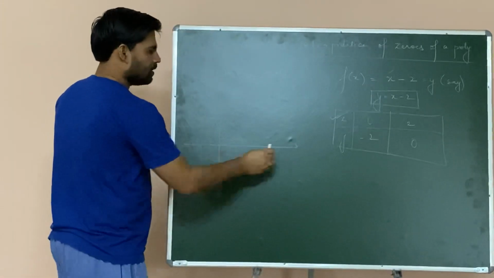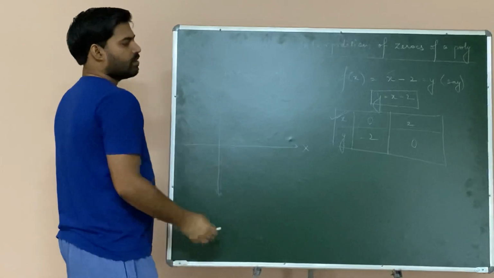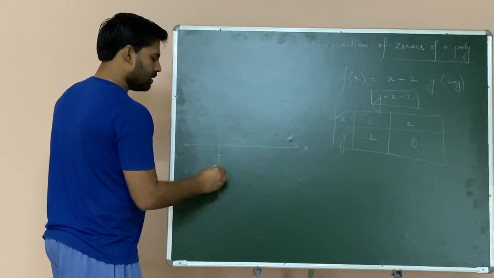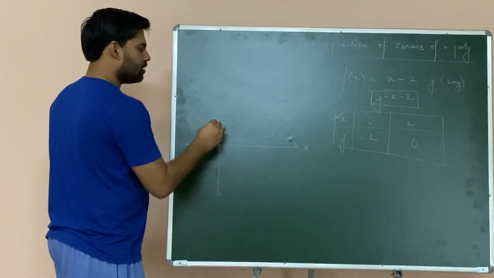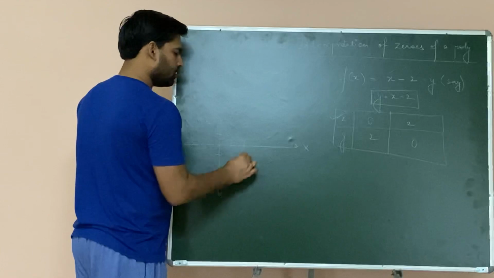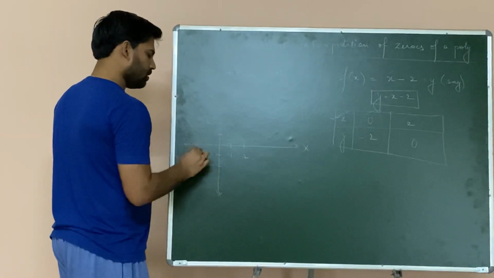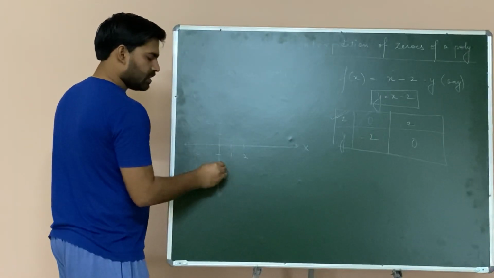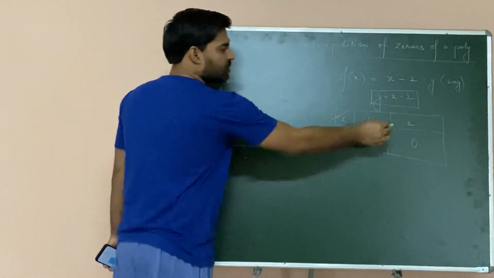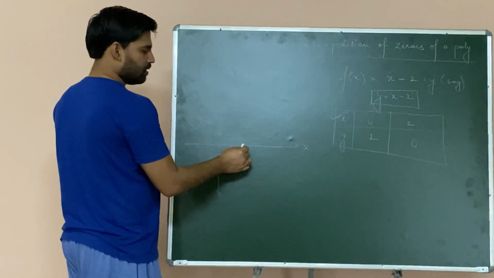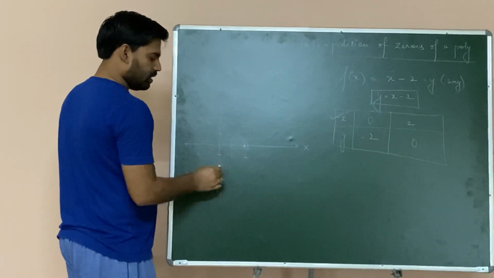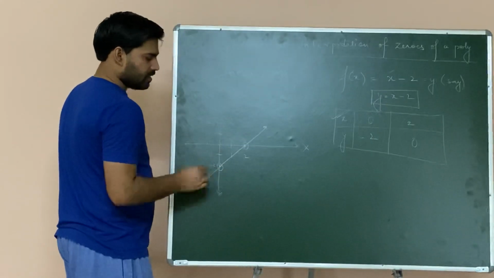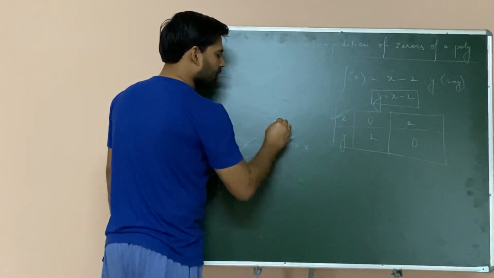So this is the x-axis and this is the y-axis. When x is 0, y is -2. So this is -1, -2, this is 1, this is 2, this is 1, this is 2, this is -1, this is -2. So if x is 0, y is -2, that means this point, and x is 2, y is 0, that means this point. If you join these two points, you will get a line. This is the line of x - 2.